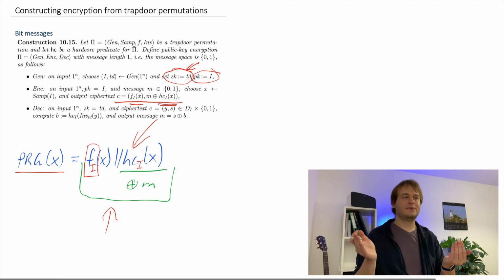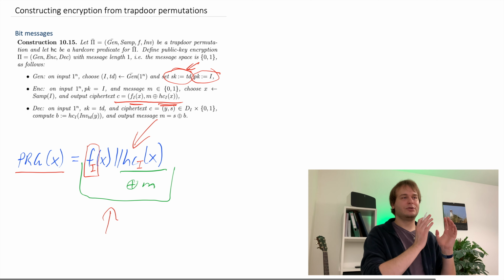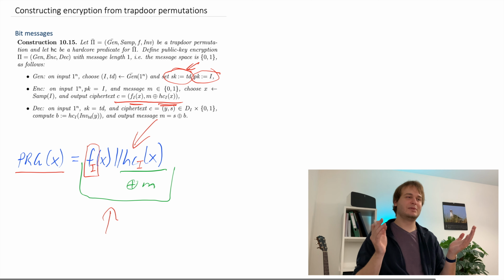And now in this proof, the only difference that we have to the proof that we did for this PRG is that we immediately wrote it down as an encryption scheme. So we immediately go from an attacker against the encryption scheme to an attacker against the hardcore predicate. But in spirit, the proof for this PRG and the proof for this encryption scheme prove the same thing.